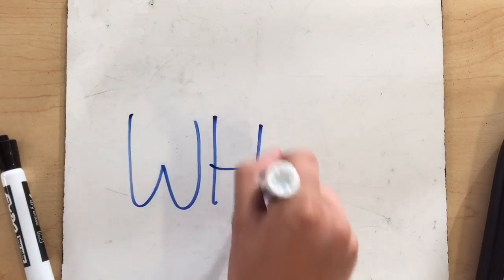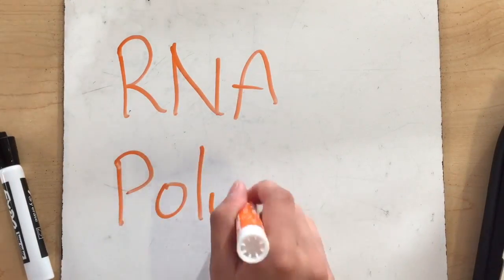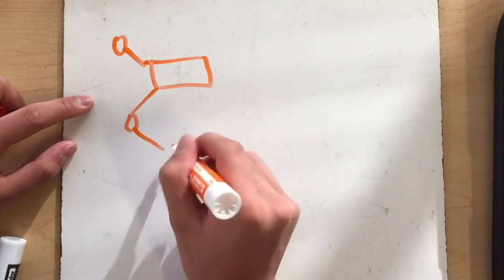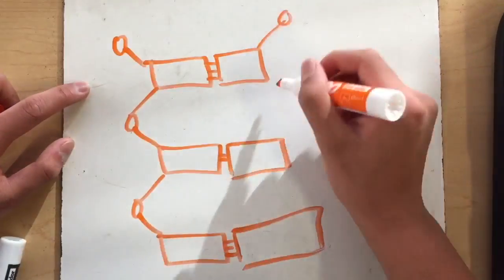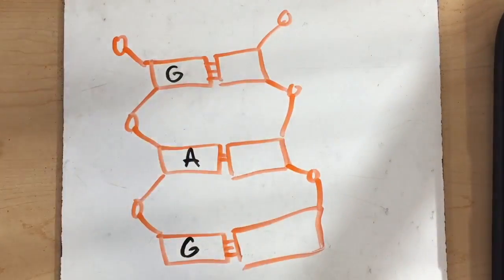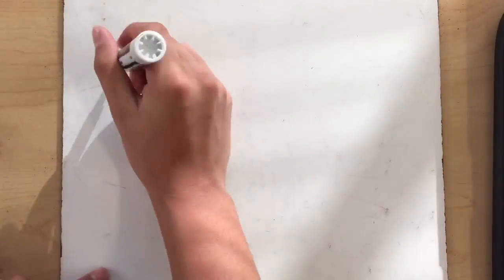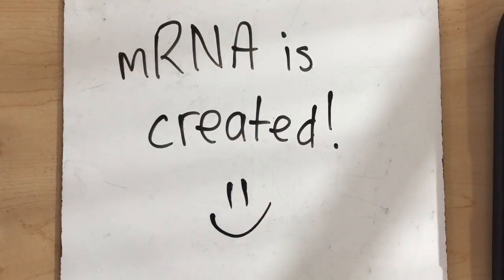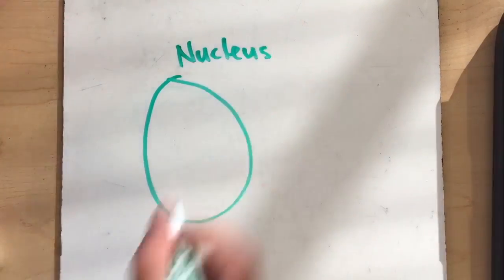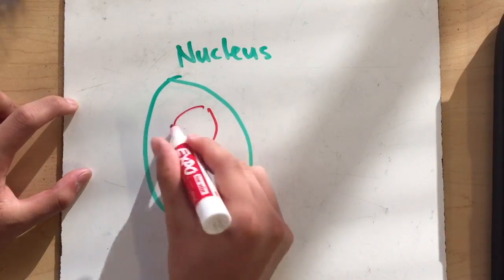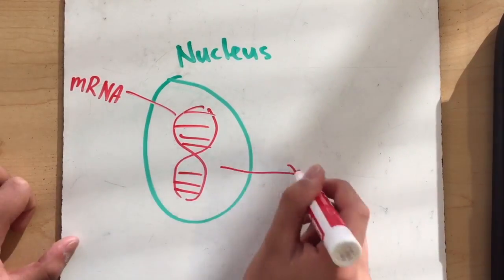So, who does the copying of the DNA? The answer is RNA polymerase. RNA polymerase works by bringing in nucleotides to match the DNA. In this example, it would bring in a C, U, and a C. After this, mRNA is created. After the whole process of transcription is over, the mRNA will leave the nucleus.